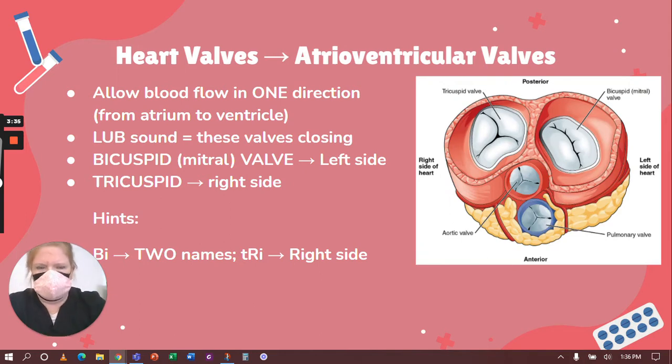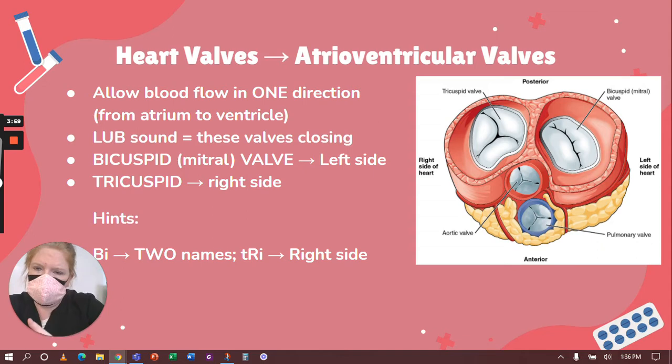Now, heart valves. There are atrioventricular valves. The atrioventricular valves are found between the atrium and the ventricle. Now, in general, what does a valve do? Well, it allows the blood to flow in only one direction. In this case, it's from atrium to ventricle. And when these valves close, they make the lub sound, the first of the heart sounds. So there are 2 of them.